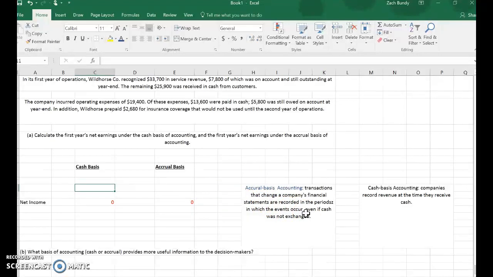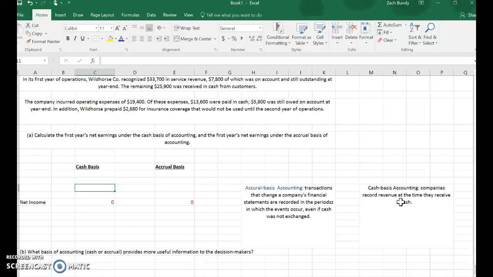These definitions refer to different forms of basis of accounting, and it's important to understand these bases. The first one is cash basis, where companies record revenue at the time they receive cash. Anytime a company receives cash or a payment, they record it. Anytime they spend it, they record it. No matter when the service is done, whether it's already been completed or not, they record everything they receive as revenue, as well as anything they spend. They put that down as an expense, at least according to this problem.